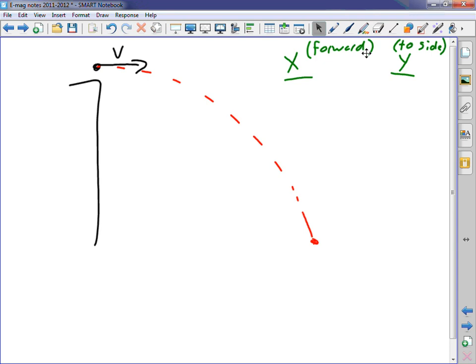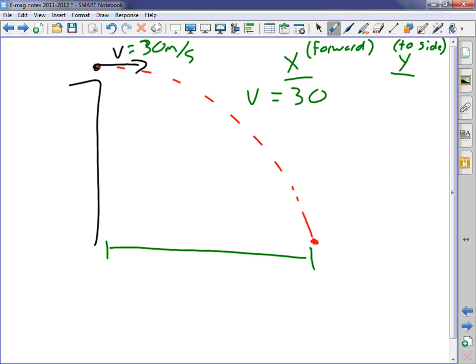Then we realize that the x-axis is just constant velocity. It had some initial velocity, and if I set this to be 30 meters per second, it travels some distance here. Let's set this at 200 meters. So my x here is 200. And I don't know anything about time.